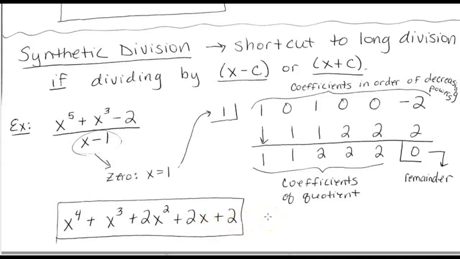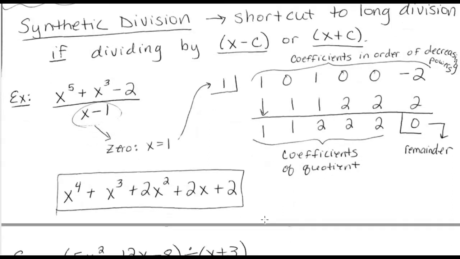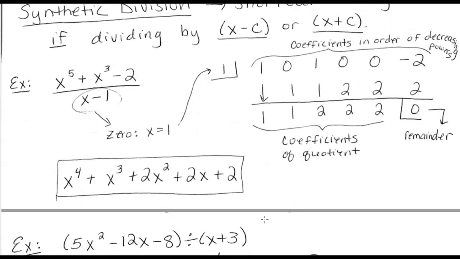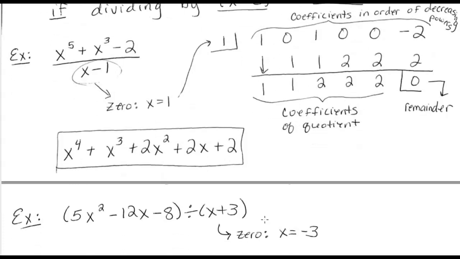Since the remainder is 0, I didn't put anything at the end. If the remainder was not 0, say the remainder was 2, you would have 2 over x minus 1 at the very end. So it saves you a lot of time, doesn't take as much paper to write it all out. It's just a little bit of a quicker method.